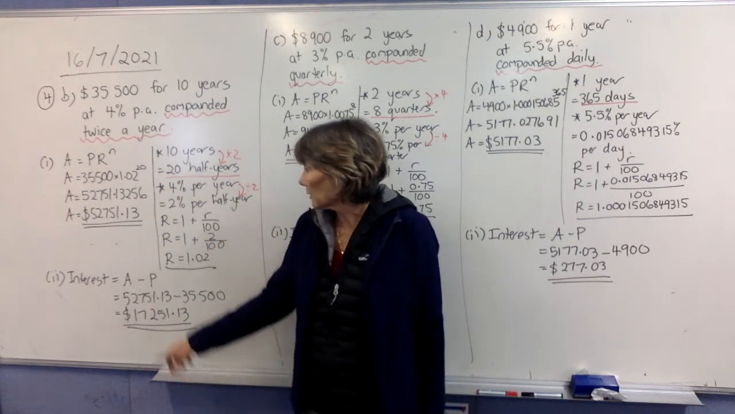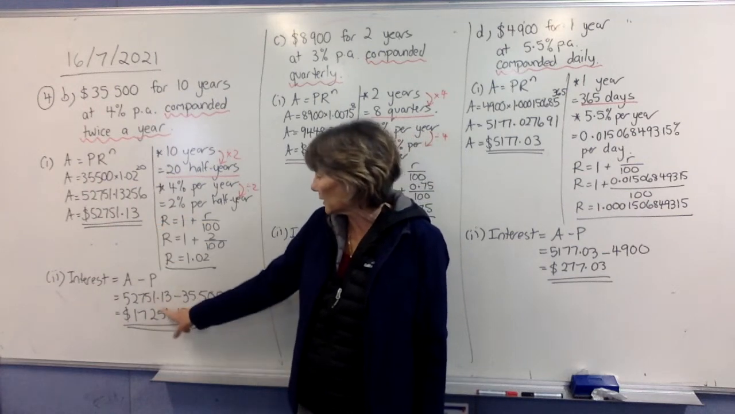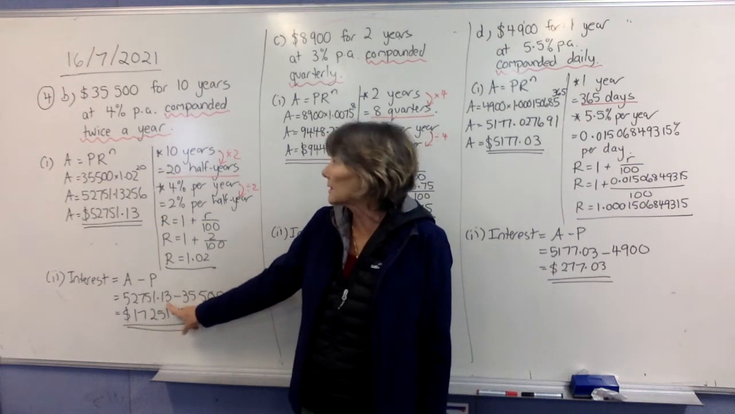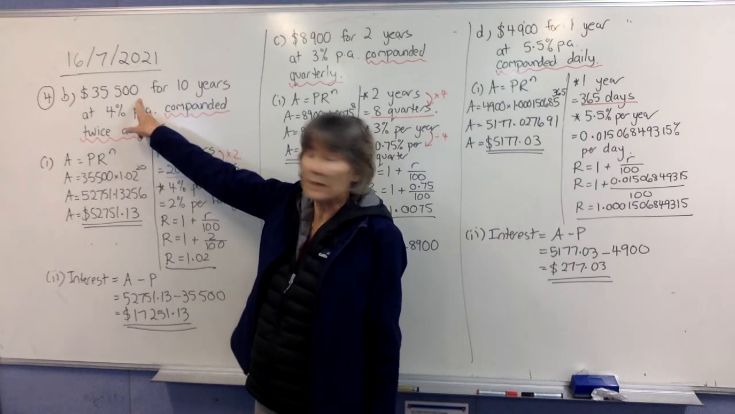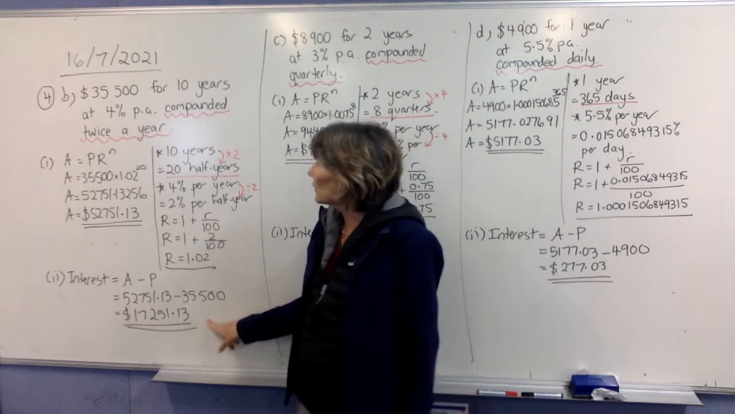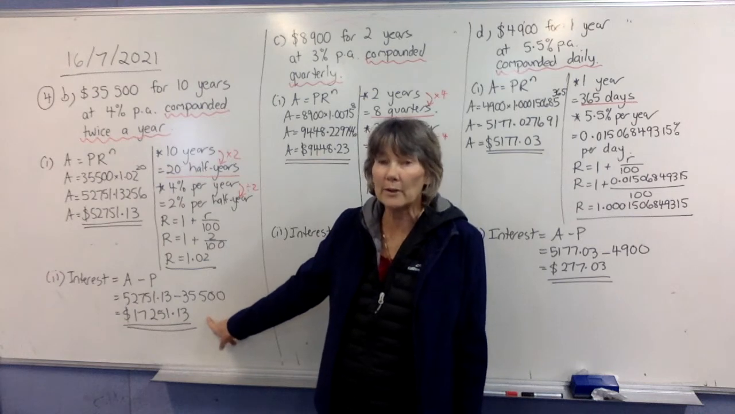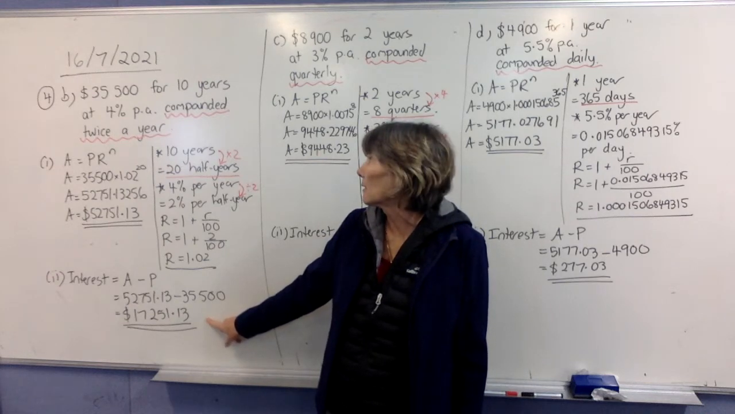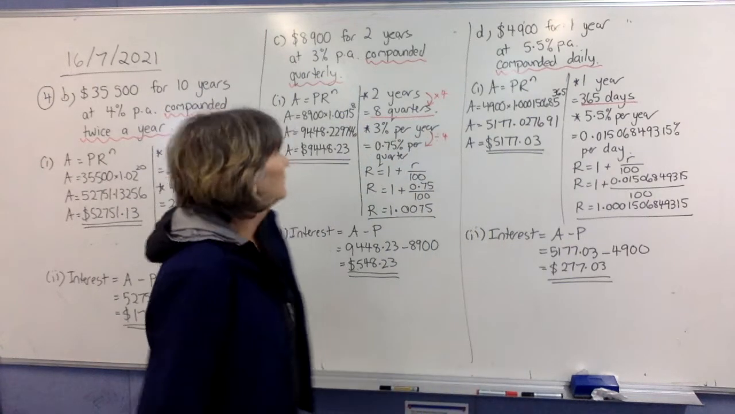The interest, we're taking our final value of our investment, which is $52,751.13. Take off the original value of your investment that you invested, $35,500, and you have earned $17,251.13 over 10 years. So it's not bad money when it's compounding.